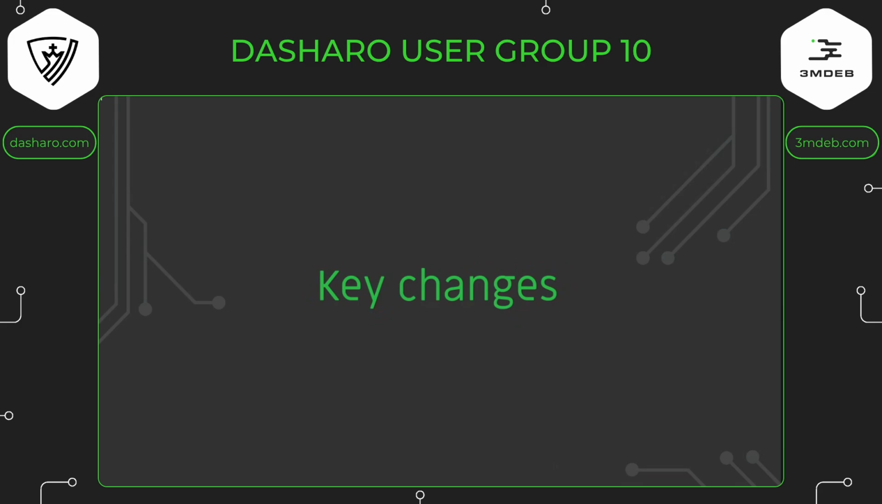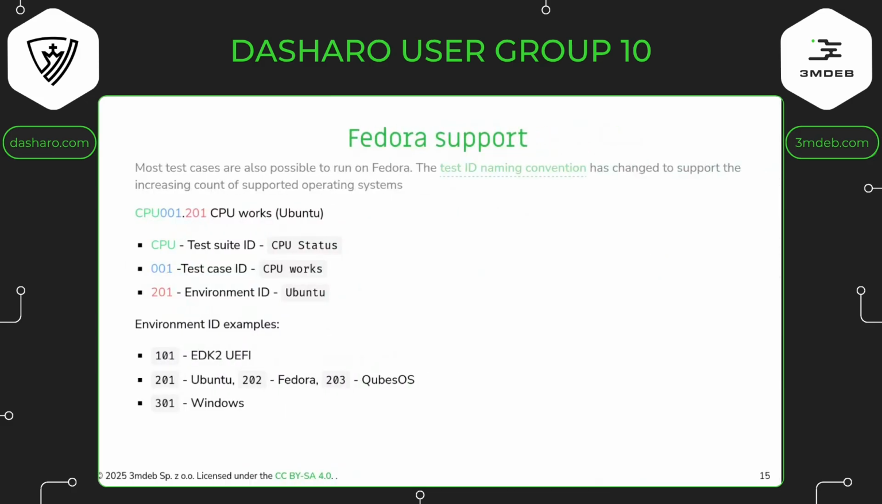So here are some key changes, maybe more or less interesting than the test cases. First, we've added support for Fedora, and most of the test cases in OSFV can be performed on this operating system. What's maybe more interesting is that we are now prepared to support countless operating systems. It won't end on Fedora. Right now, we test mostly on Ubuntu, and most of the cases can also be performed on Fedora.